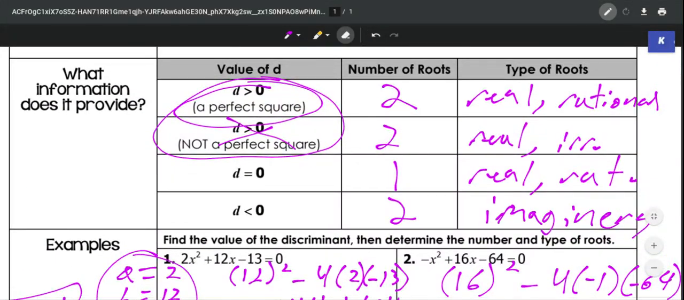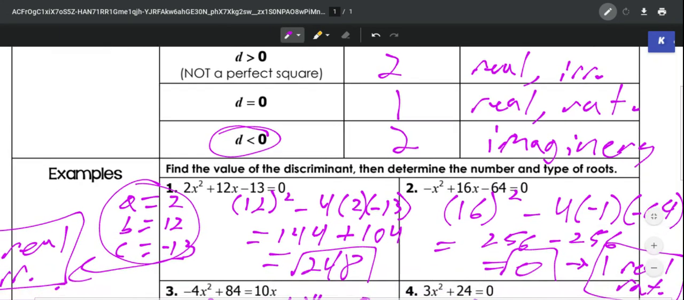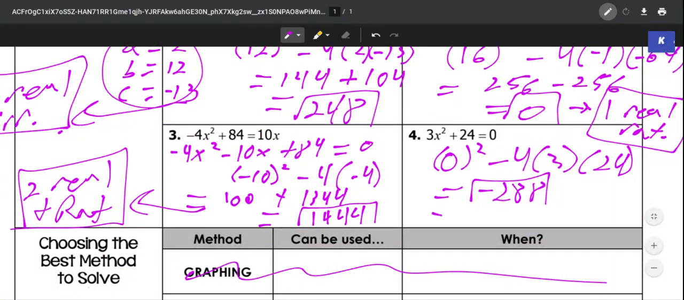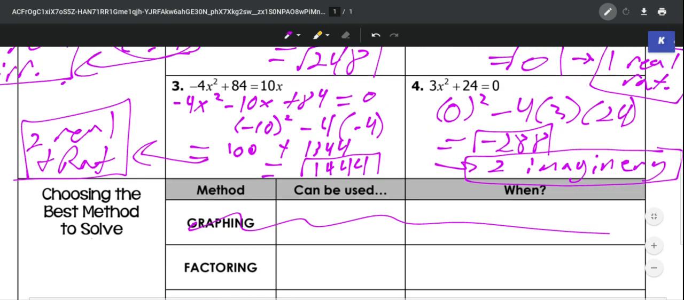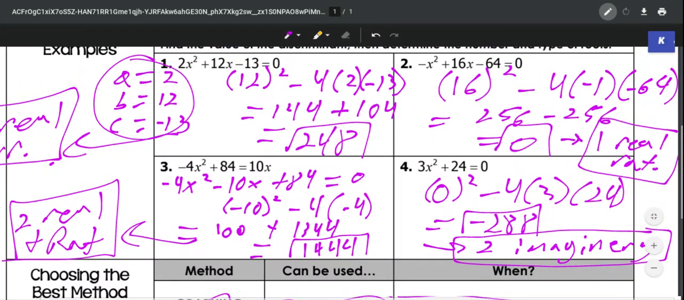And when our discriminant is less than 0, that is our last column, that means we have 2 imaginary numbers, or 2 imaginary roots. I'll put imaginary. Can't spell. All right, there we go. So those are all the 4 different types you could have.